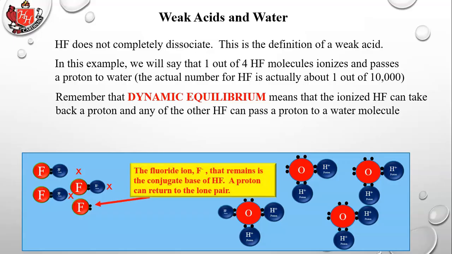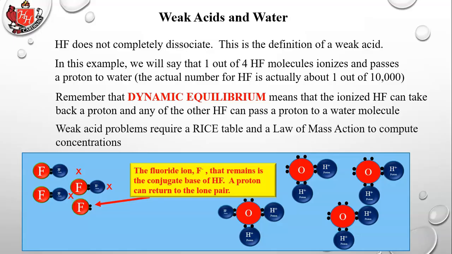So the fluoride ion F- that remains is a conjugate base of hydrofluoric acid. The proton can return to that fluoride ion. So the fluoride ion actually is a base. It can take back a proton. Unlike chloride, Cl-, the fluoride actually can take back a proton. That's true of any weak acid that has dissociated. So it's true of the conjugate base of any weak acid. It can take back a proton.